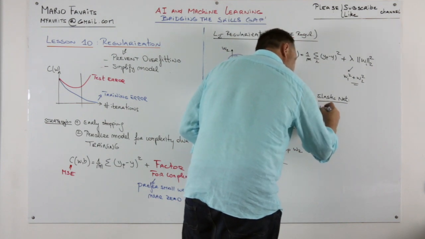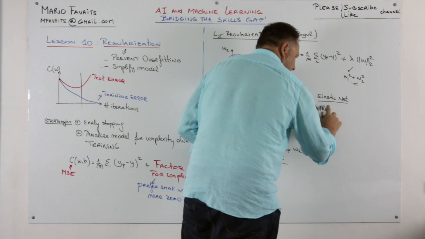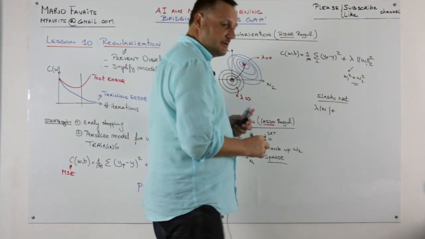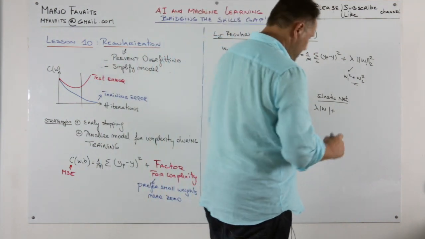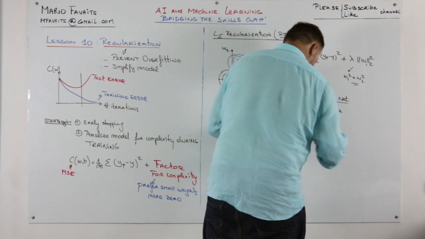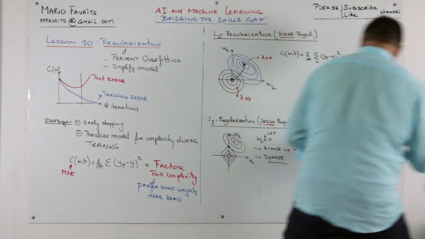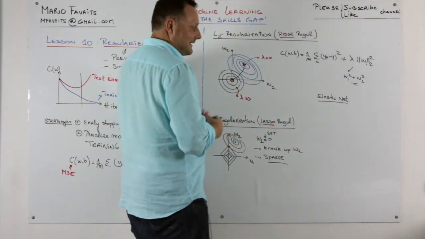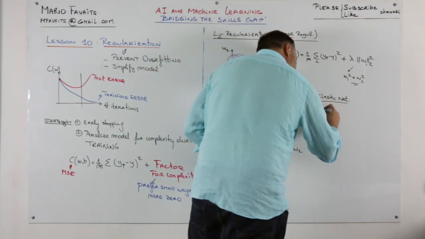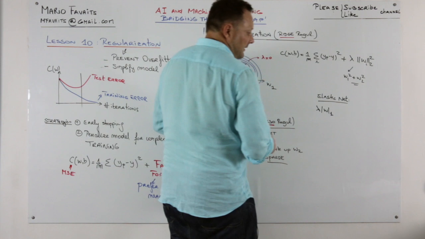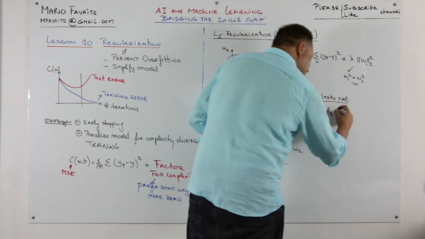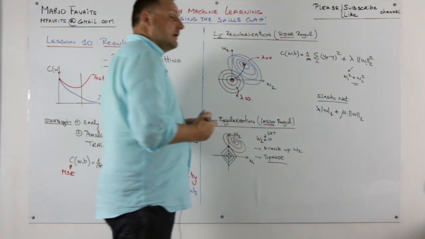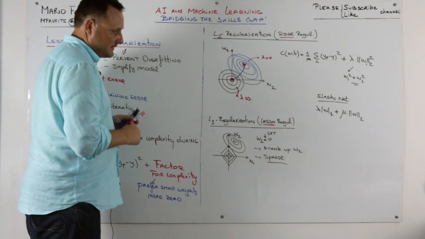It is lambda W1 plus, now you have the second parameter, mu. This is called the elastic net, which means that we have lambda and then the L1 regularization plus mu, and that is then the L2 regularization.